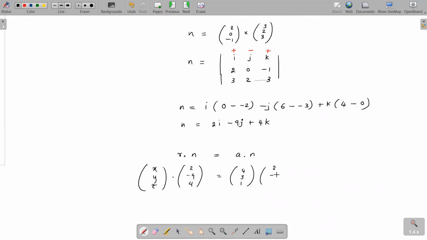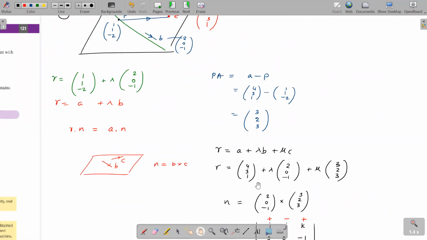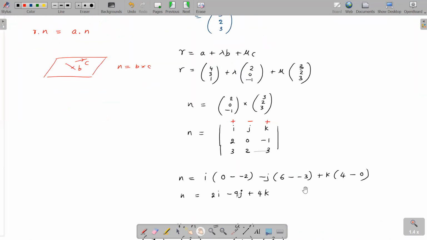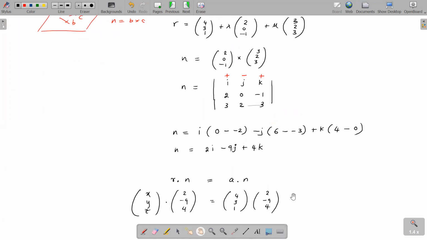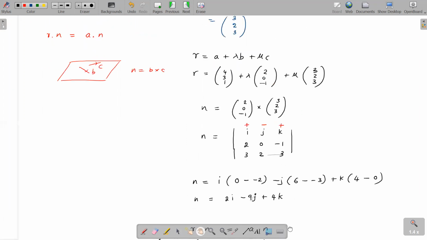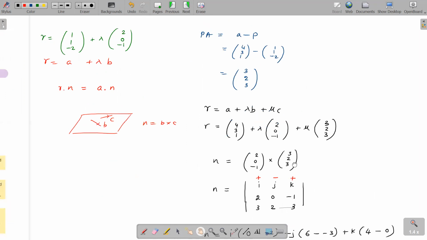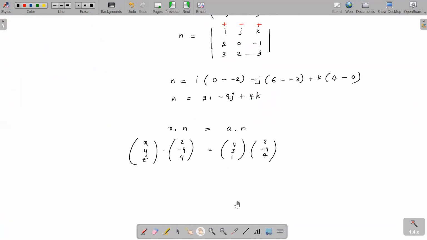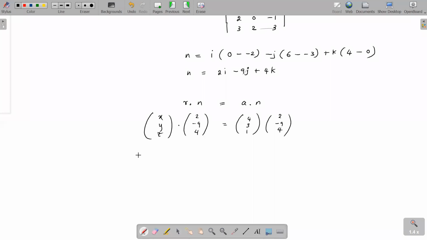So (4, 3, 1) dot n, which is (2, minus 9, 4). N was (2, minus 9, 4), and A was (4, 3, 1). Okay, so multiply x into 2 is 2x, y into minus 9 is minus 9y, z into 4 is 4z. 4 times 2 is 8, 3 times minus 9 is minus 27, 4 times 1 is 4.